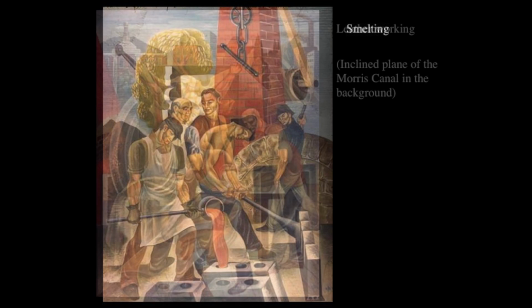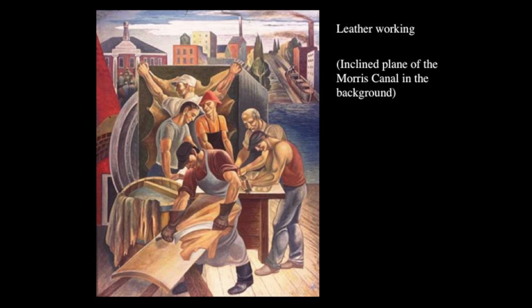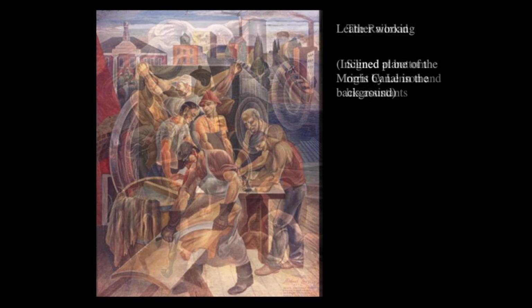Next. And leatherworking, and I point out in the top right the inclined plane of the Morris Canal. The Morris Canal went through a series of locks and a series of inclined planes that allowed boats, industrial materials to traverse the New Jersey countryside into Newark.